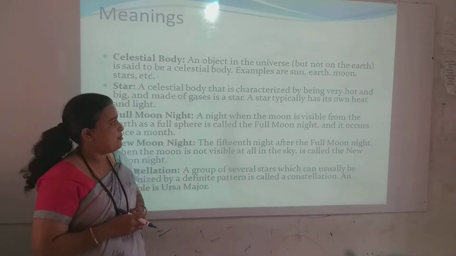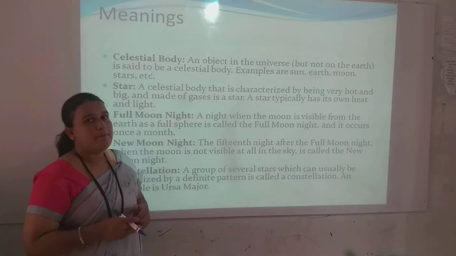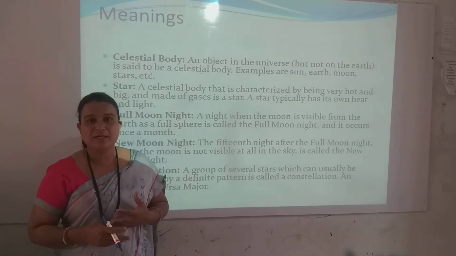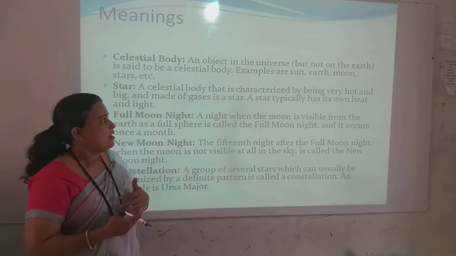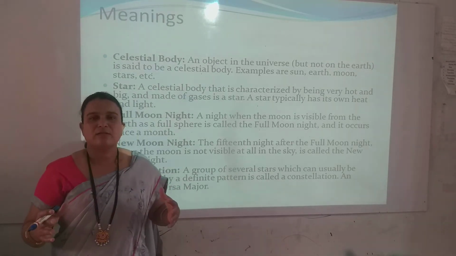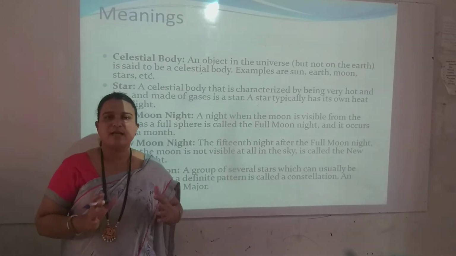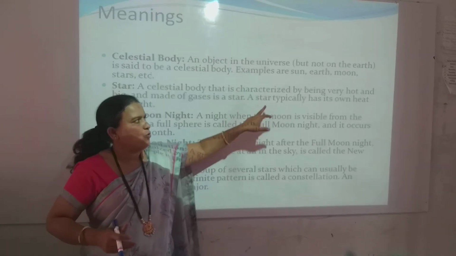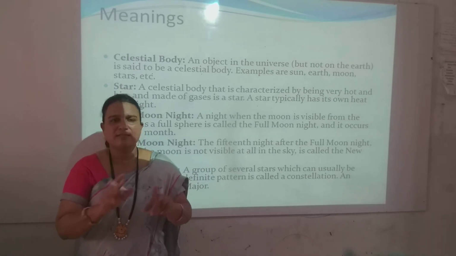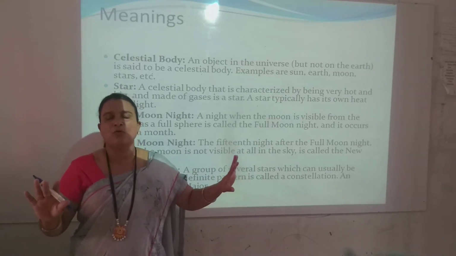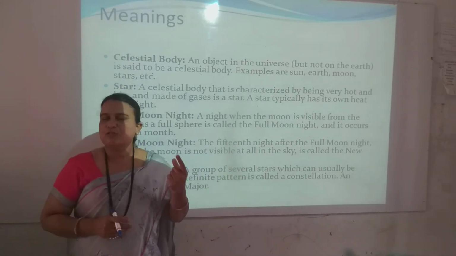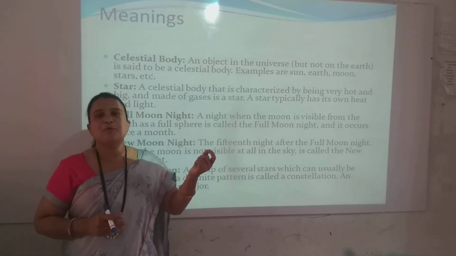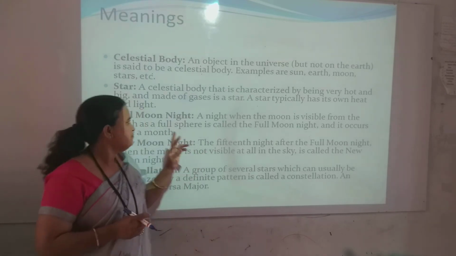Stars are celestial bodies made up of very hot gases. They give us energy, heat and light. And a very unique characteristic is how stars and planets are different. Stars have their own heat and light. Planets do not have their own heat and light. This is a very important basic difference between stars and planets.